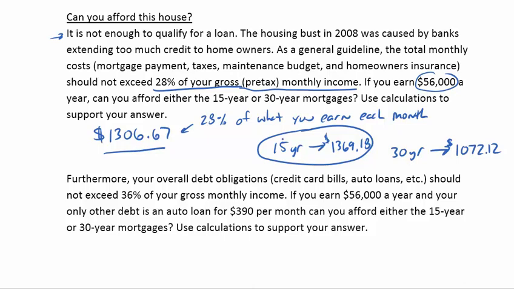So we won't be able to afford the 15-year mortgage, but we will be able to afford the 30-year mortgage based on this information. At this point, we would decide whether we want to pull the trigger and buy this house and choose a 30-year loan, or maybe pick another house that's a little bit cheaper, because you can see we're really close here, 1306, 1369.18. We're very close to affording that 15-year mortgage, which is a real advantage.